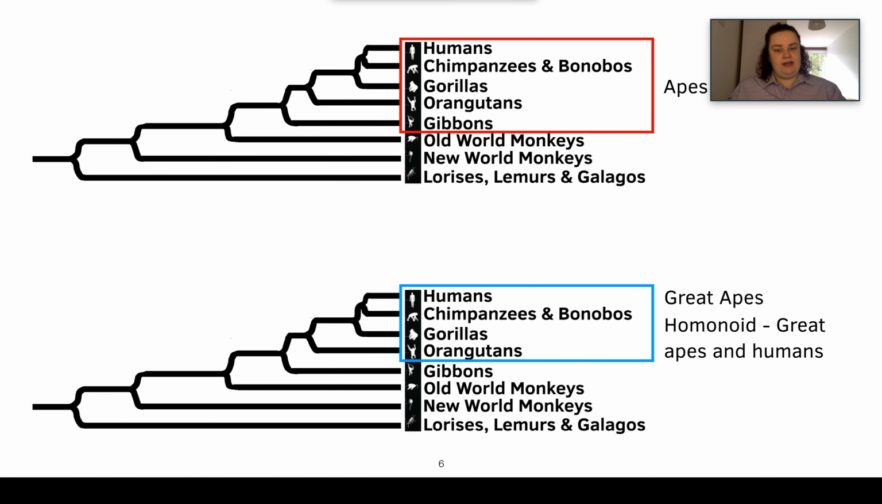So here we have quite a quick little phylogenetic tree of apes and great apes. Apes include gibbons, but the great apes do not include gibbons, which I think is a bit unfair because gibbons are really cool primates. And then, when we use the term great apes, that includes humans, and sometimes we use the word hominoid, which is great apes and humans in the clade.